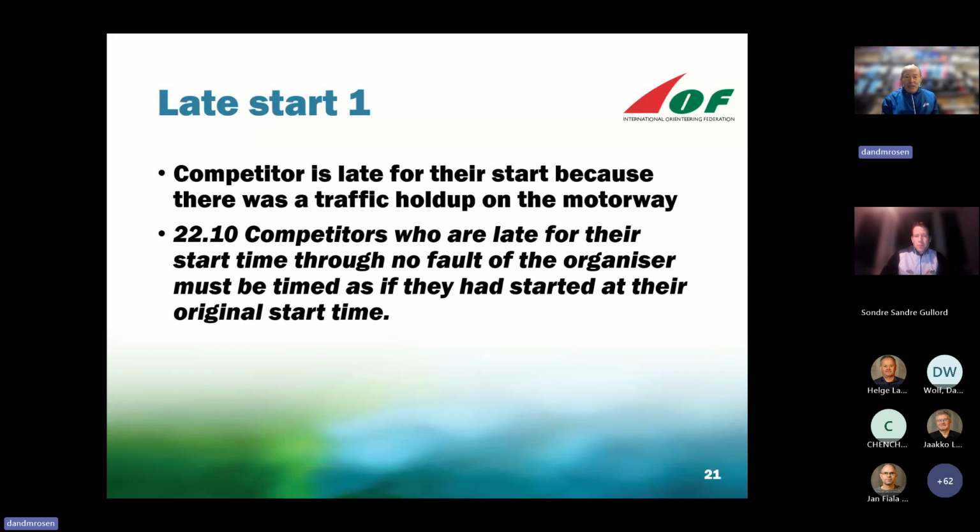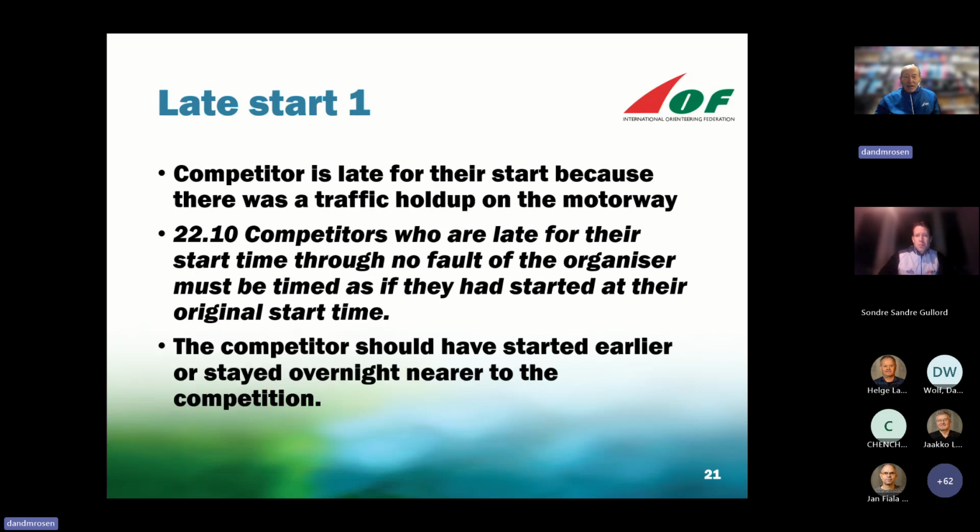So the rule now is competitors who are late for their start times through no fault of the organizer must be timed as if they'd started at their original start time. So this was clearly not a fault of the organizer, but should we be lenient and adjust the competitor's start time? Well, I think in this case, it's clear that the competitor is responsible for getting to their start on time. They should have started out earlier or stayed overnight nearer to the competition. So normally in this case, it's just bad luck for the competitor, and their time starts at their original start time.